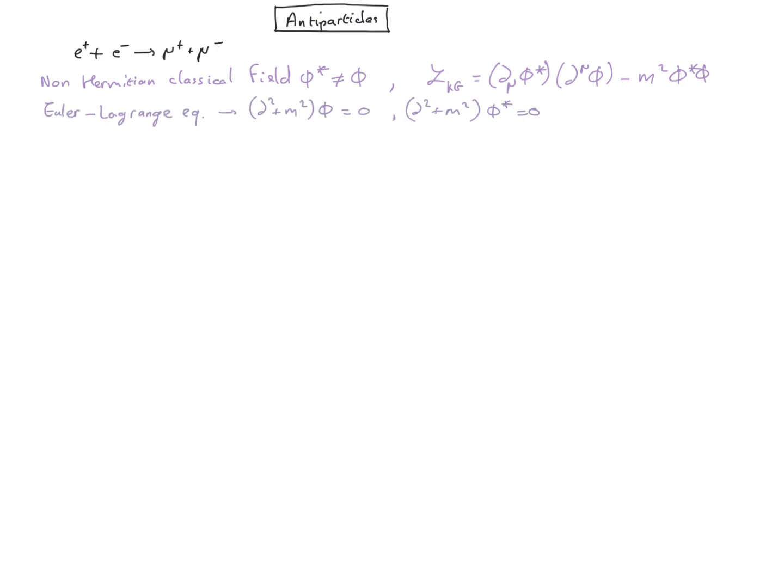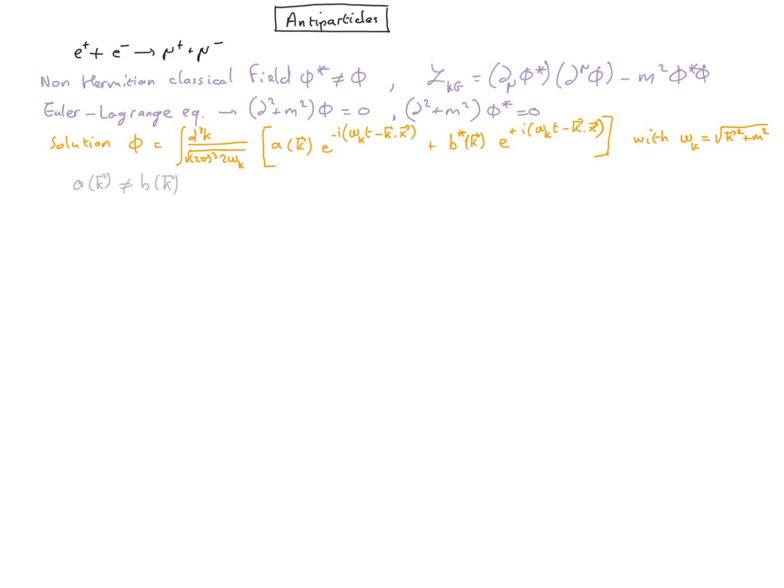The solution to these equations can take the form of a sum of plane waves. We will verify that this is indeed the solution of the Klein-Gordon equation. However, before we do that, just notice that A and B do not have to be the same thing, because we start with a non-Hermitian field and therefore phi doesn't have to be real. So A and B are independent components.